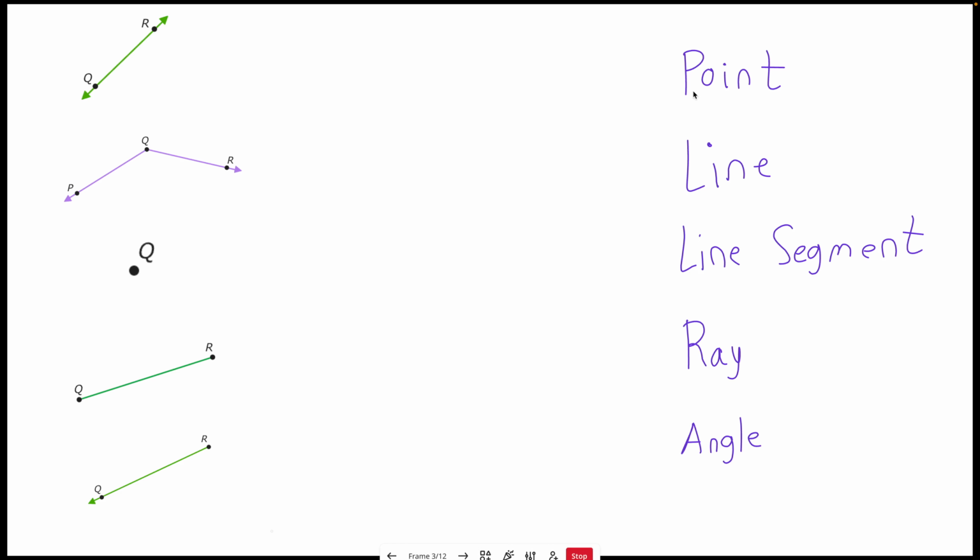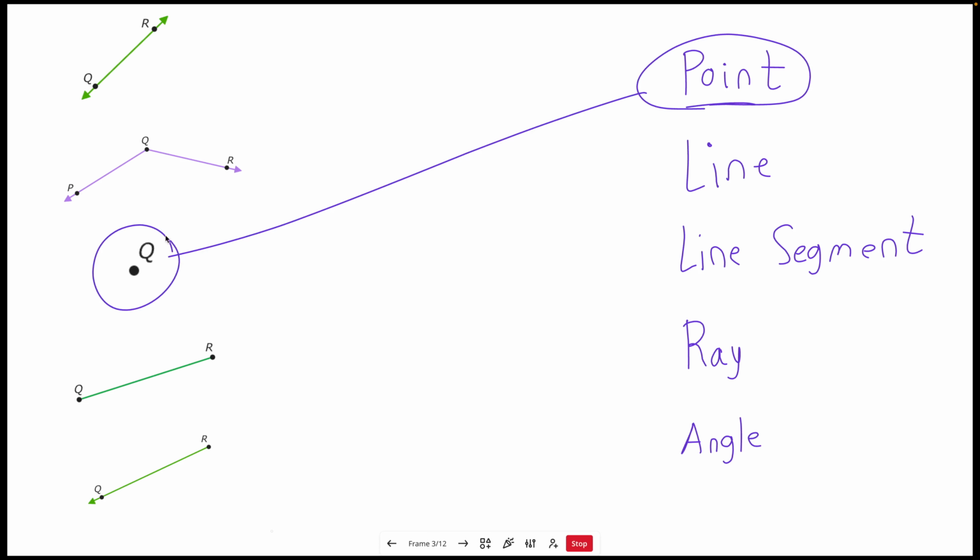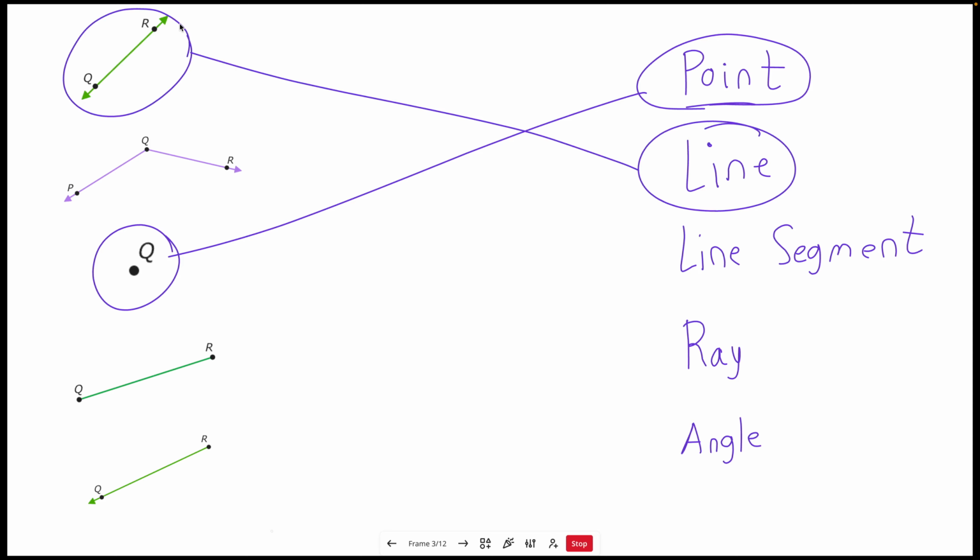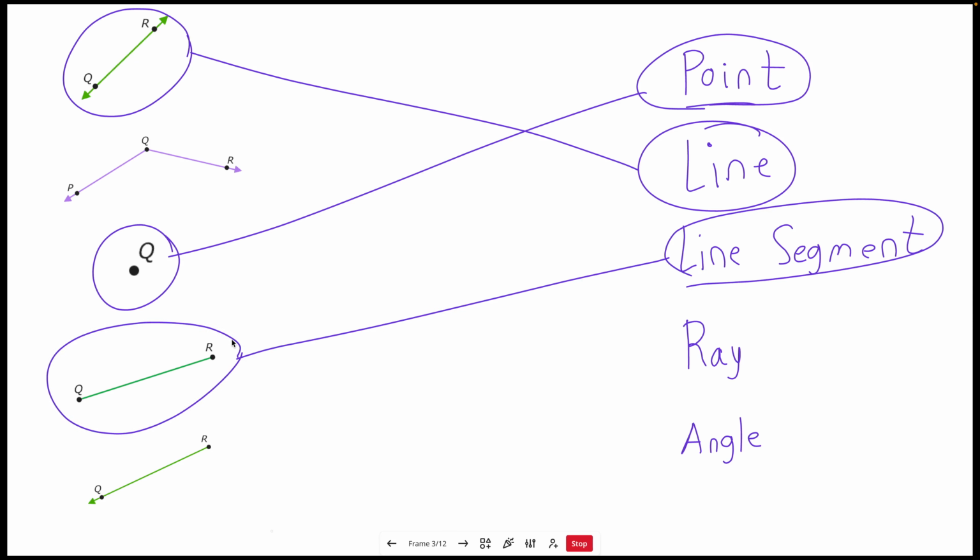All right, the point, maybe the easiest one, is this one. Okay, it's just a dot in space. Cool. The line is where you have two arrows on both ends. Okay, you have 2 points and you have 2 arrows. The line segment is where you have 2 dots on each end. So no arrows, just points or dots on the end.